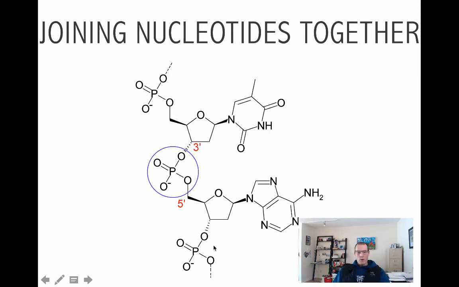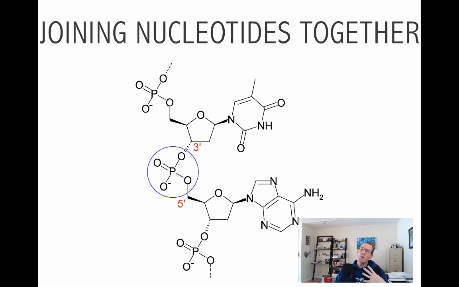So what we do is we take the hydroxyl on the 3' carbon of one nucleotide, and we do that condensation chemistry, and we combine it with a hydrogen atom in a hydroxyl group that was on the phosphate group, and that hydrogen and the hydroxyl from the other nucleotide gives us a water molecule, which we saw last time.